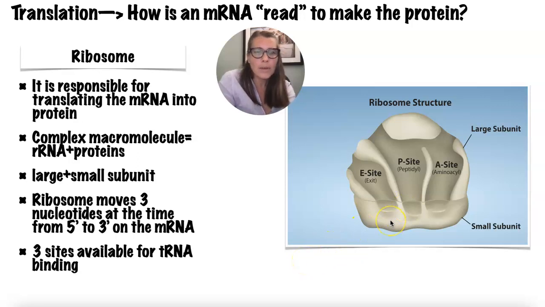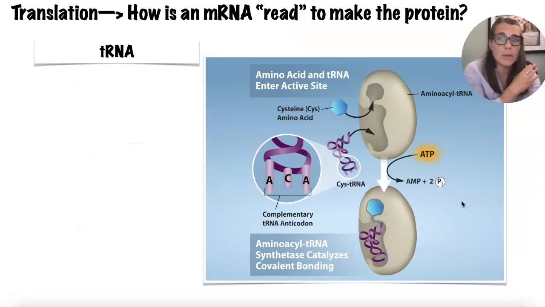Okay, so another thing that is super important, each of these sites has a spot for 3 codons. So 3 codons are going to be here, 3 codons here, 3 codons here, because remember your messenger RNA is going to be here like in a sandwich, hugged by the 2 subunits. And so the ribosome is going to read and move 3 codons at a time from the 5' to 3' end, as always everything does, okay? So that was the ribosome.